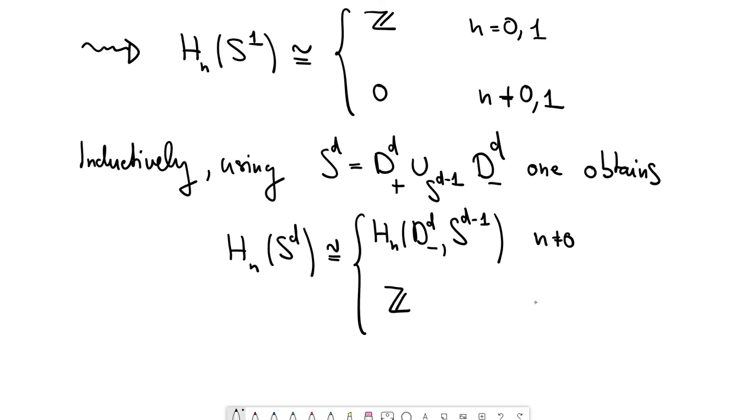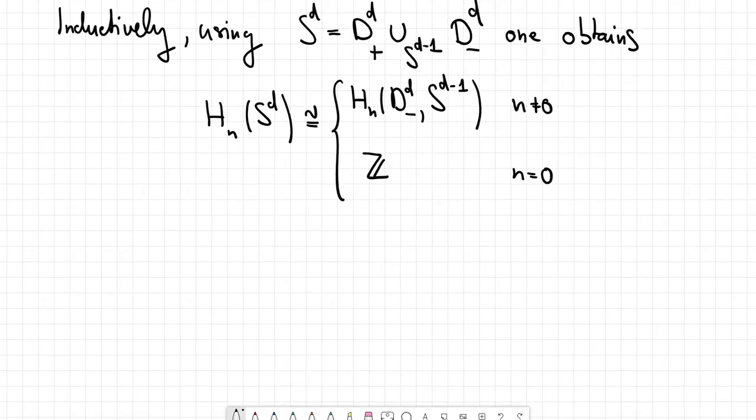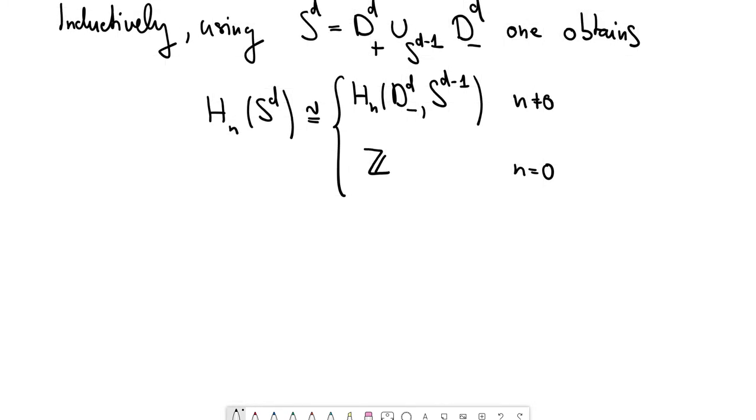over Z if n is equal to 0, by the same argument, and this will be Z for n equal to 0 or d, and 0 in all the other cases.